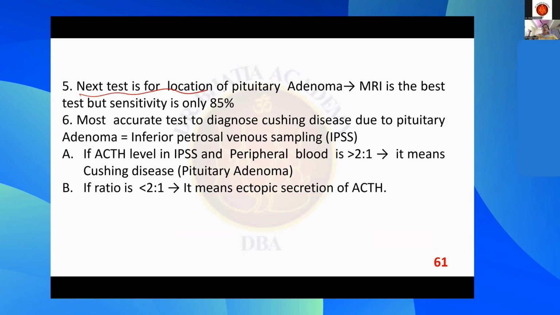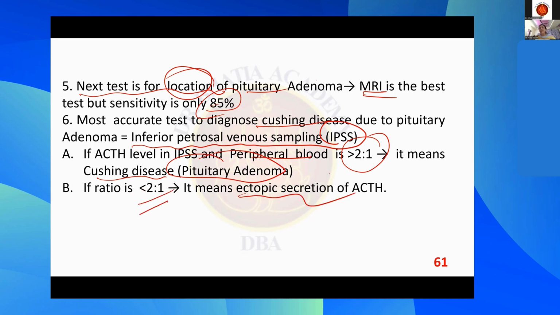Next comes the location. How do you localize the pituitary adenoma? So MRI is the best test. It will give you the mass here in the pituitary. Then the most accurate test to diagnose Cushing's disease due to pituitary adenoma is inferior petrosal venous sampling. If the ACTH level in IPSS and the peripheral blood is more than 2:1, it means it's Cushing's disease, that the mass is coming from the pituitary. If it is less than 2:1, then that means you are dealing with ectopic secretion.